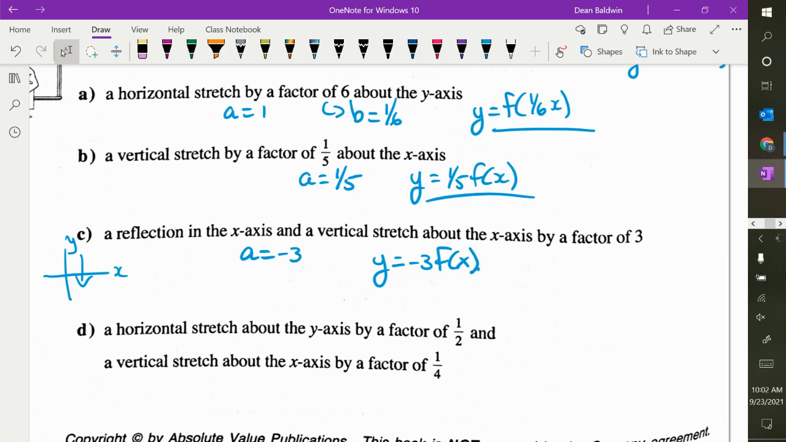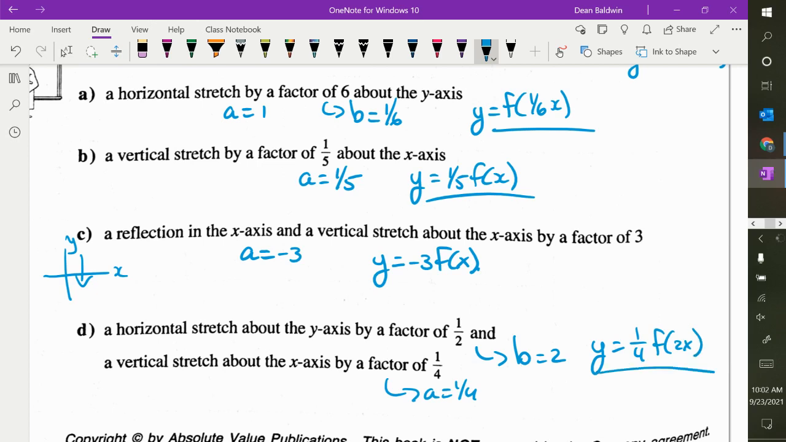Horizontal stretch by a factor of a half and a vertical stretch by a factor of a quarter. What's my A? 1/4. What's my b? 2, or 2 over 1 if you want. So the equation is we have 2 there. We have 1/4 f of 2x.